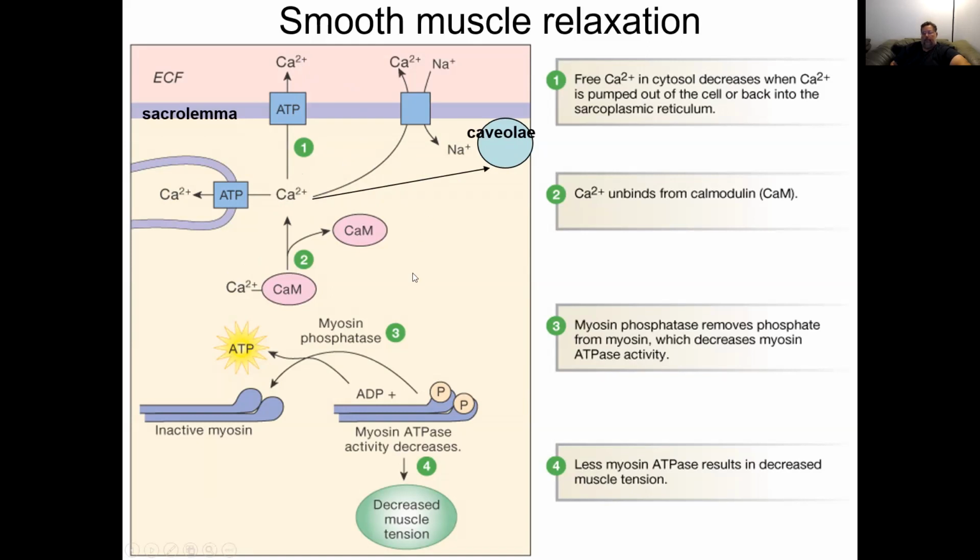So ultimately what happens is the cytosol, which is the watery area of cells, free calcium in the cytosol decreases, and the calcium is pumped out of the cell or back into the sarcoplasmic reticulum. The calcium unbinds from calmodulin. The myosin phosphatase removes the phosphate from myosin and thus decreases ATPase activity. Thus, decreased myosin ATPase results in decreased muscle tension.